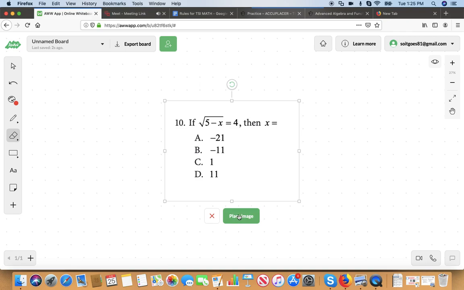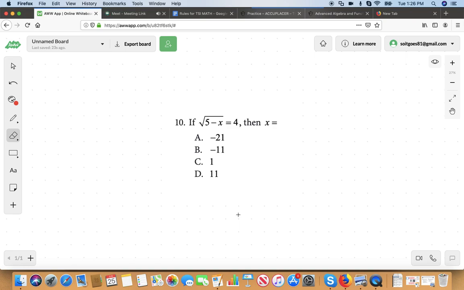This one looks kind of scary, but it's not. You want to read it for me, please? If the square root of 5 minus x equals 4, then x equals... The temptation here is, again, to carry out a specific operation, maybe isolate x. I think I could do it algebraically, but there's a really easy way to do this.